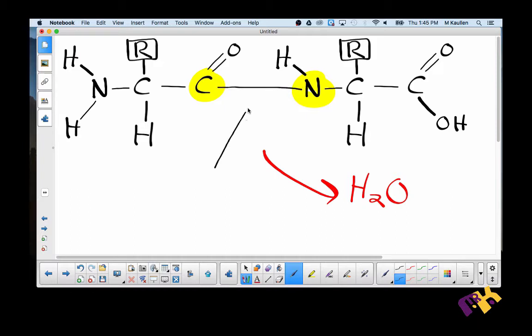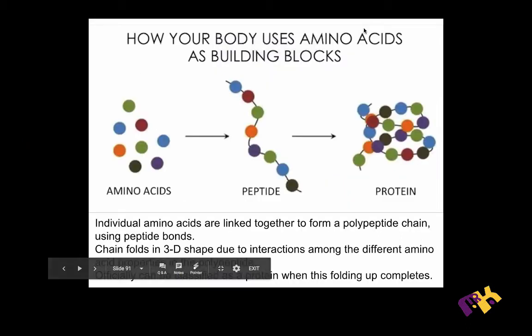This bond is known as a peptide bond. Peptide bond. That's for bonus points, folks. I mean, that's like the gold star for the day. If you can remember that it's a peptide bond, that's great. But it's a covalent bond. It's sharing electrons. We have three things to finish up with proteins.